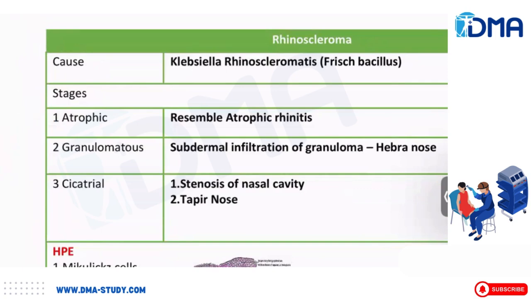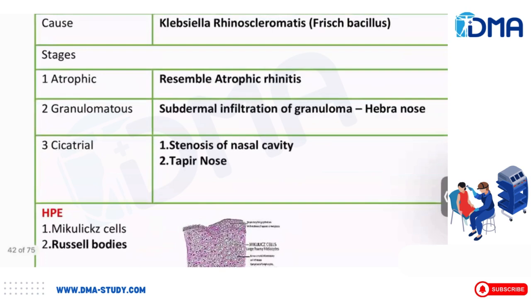The second disease is rhinoscleroma. Rhinosporidiosis is caused by a protozoa. Rhinoscleroma is caused by a bacteria. The bacteria name of rhinoscleroma is Klebsiella rhinoscleromatis, otherwise called fish bacillus. So 3 stages are there. Stage 1 is atrophic, which resembles atrophic rhinitis, very easy. Stage 2 is granulomatous, which is subdermal infiltration of granuloma, which resembles Hebra nose. Stage 3 is cicatricial, which is stenosis of the nasal cavity, called tapir nose.